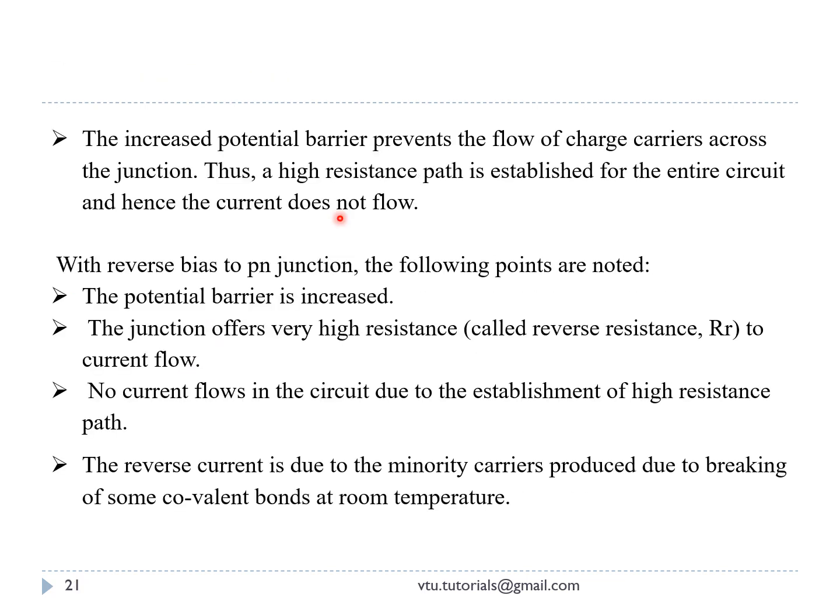The increased potential barrier prevents the flow of charge carriers across the junction. Thus, a high resistance path is established for the entire circuit and hence the current does not flow. The reverse current is only due to the minority charge carriers produced due to the breaking of some covalent bonding at room temperature.